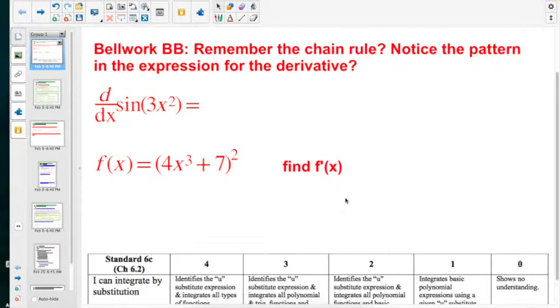Should it be cosine? The derivative of sine is cosine. The derivative of sine is cosine. I don't understand. That's cosine. Yep. Sorry, I didn't see that.